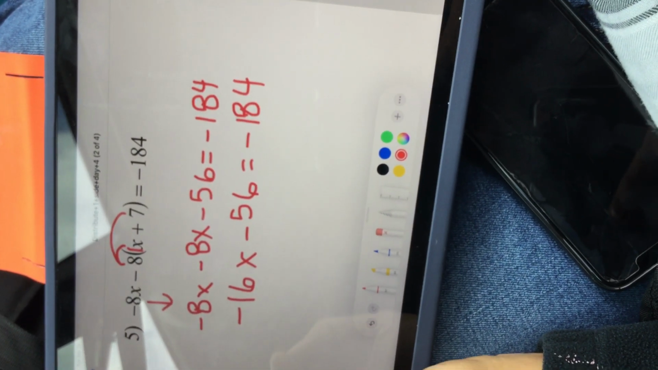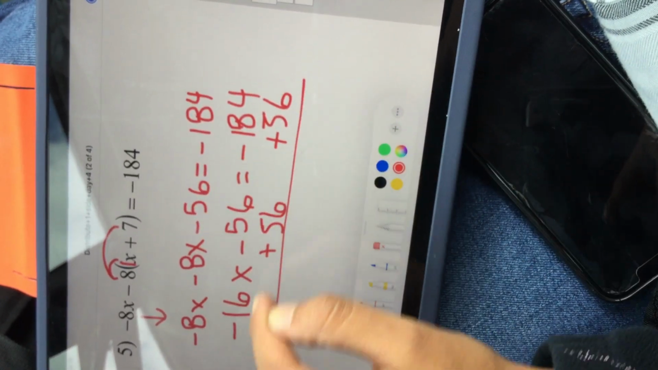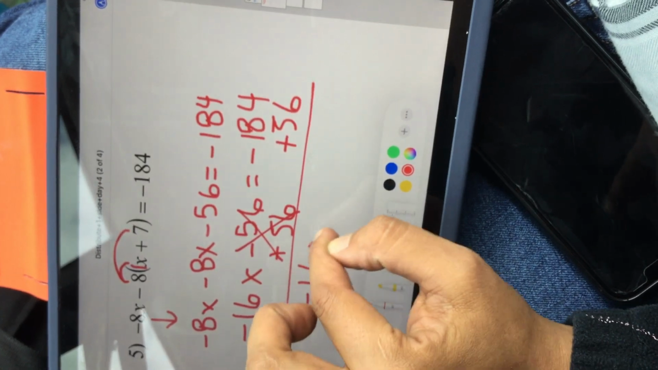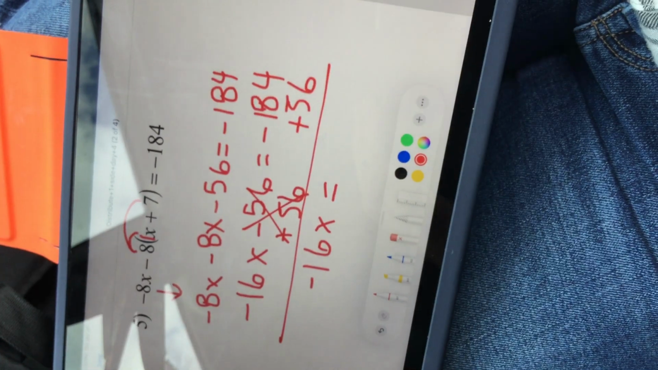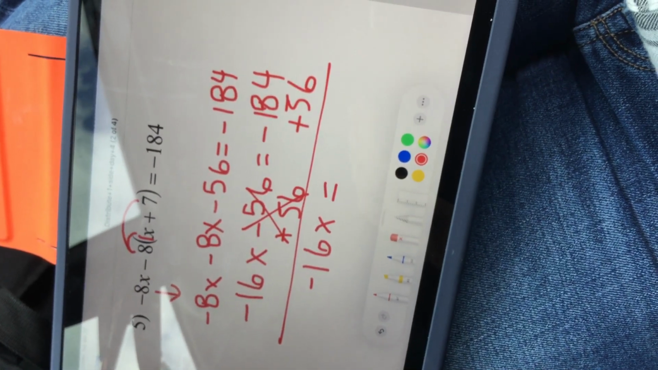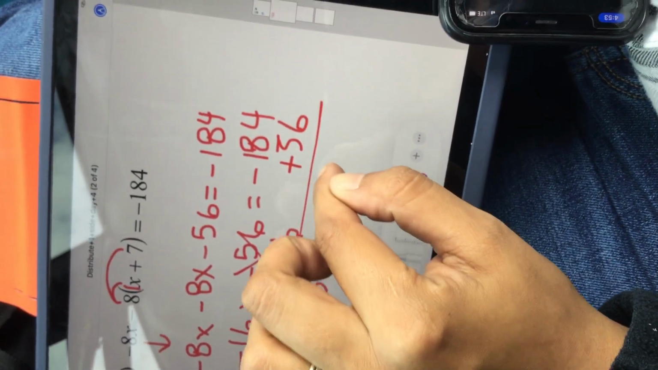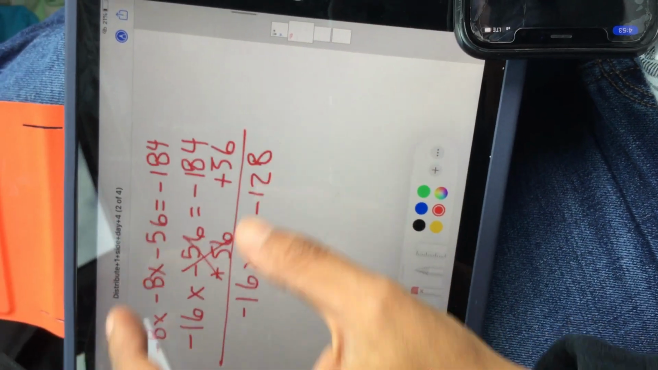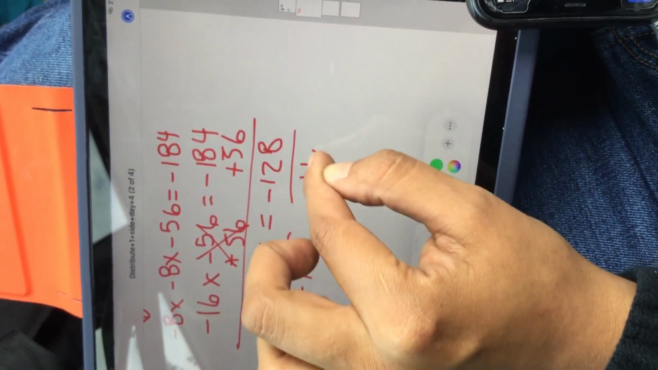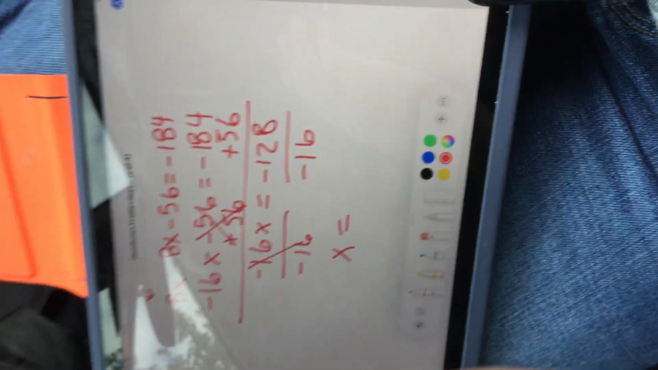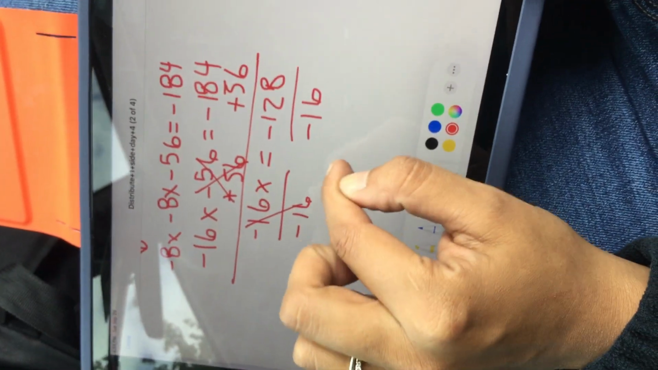And we add or subtract. So we say plus 56 plus 56. So I got negative 16x equals, and I got a minus 184 plus that 56. So it should be a negative 128. Our last step is going to be to divide by negative 16. Divide by negative 16. So x equals 8.